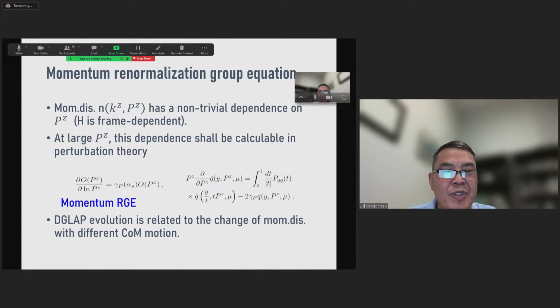I'm going to skip the momentum renormalization group equation because this gives you another interpretation of what the DGLAP evolution means. The DGLAP evolution usually is interpreted as a transverse momentum evolution, but in this context, the evolution actually is related to the longitudinal momentum evolution.